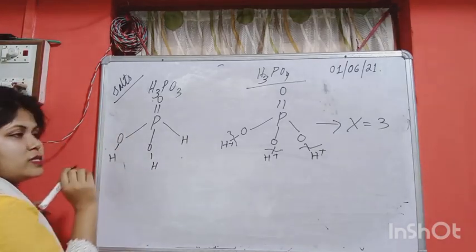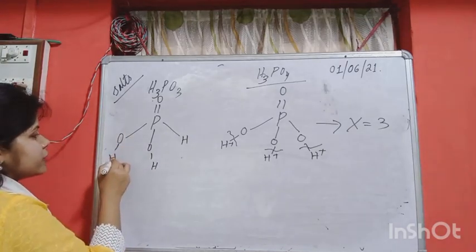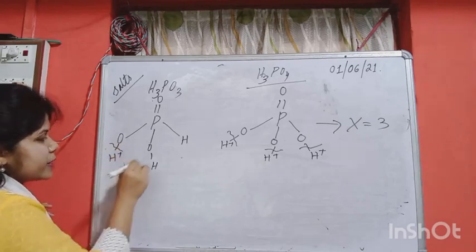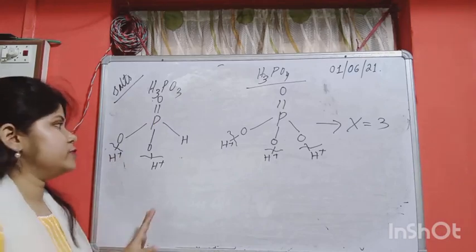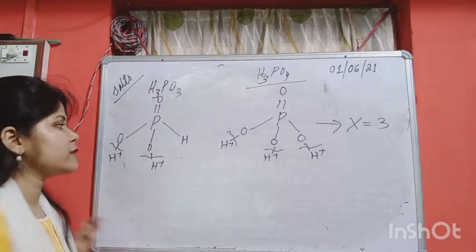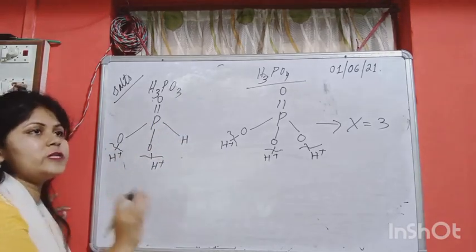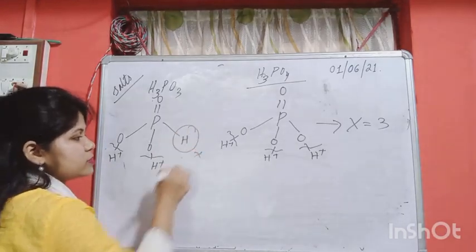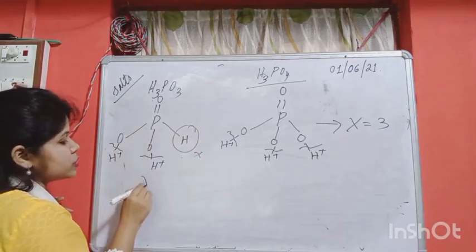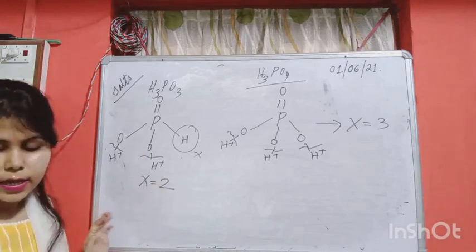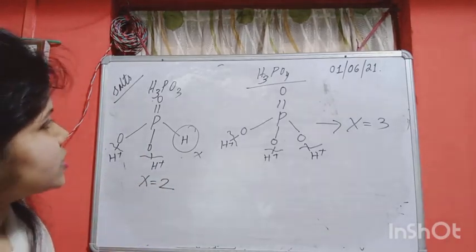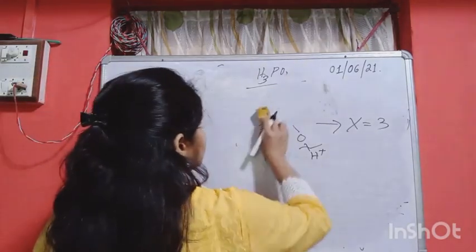Here, as oxygen is so much more electronegative than hydrogen, it can give H plus ion from here, 1 H plus ion from here. Here, phosphorus is more electronegative than hydrogen, but it is not so electronegative that it can break and give H plus ion, so we cannot consider this. Okay, so for this H3PO3, the valency factor is 2. Remember this.